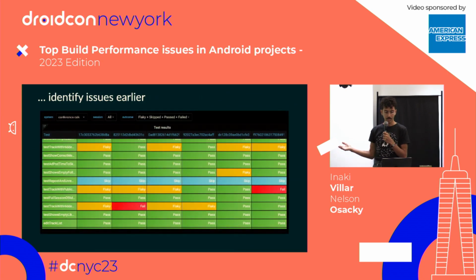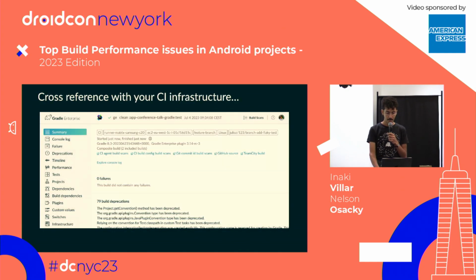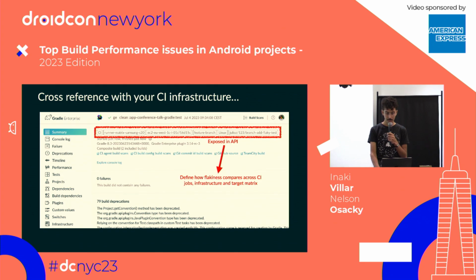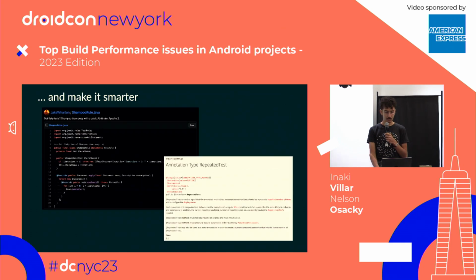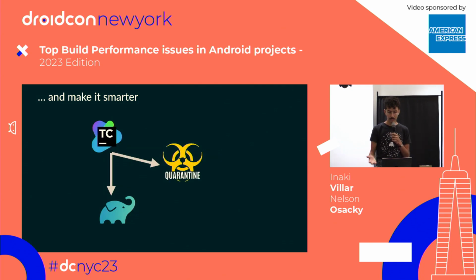You can also create a report that looks like this, where you have commits and then the flaky tests that happened on that commit. You can cross-reference it with your CI infrastructure based on the tags that are part of the build scan and define flakiness across infrastructure, test matrices, that sort of thing. You can combine it with other tools such as the Shampoo rule, which shampoos away your flaky tests, and add tests to quarantines. You can see all the fun stuff you can do with this flaky test API.